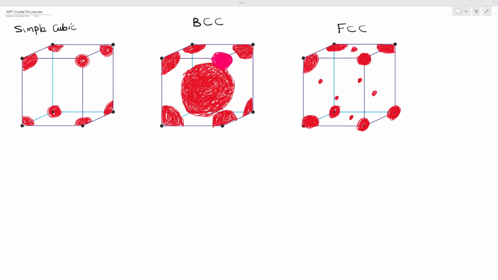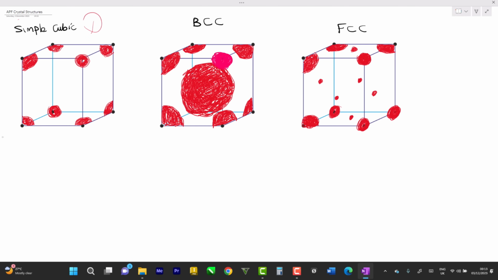Alright, so guys, in this video, I'm going to be showing us how to count the number of atoms in each cubic crystal structure. So right here for number 1, we have the simple cubic. Number 2, we have the body centered cubic. Number 3, we have the FCC.